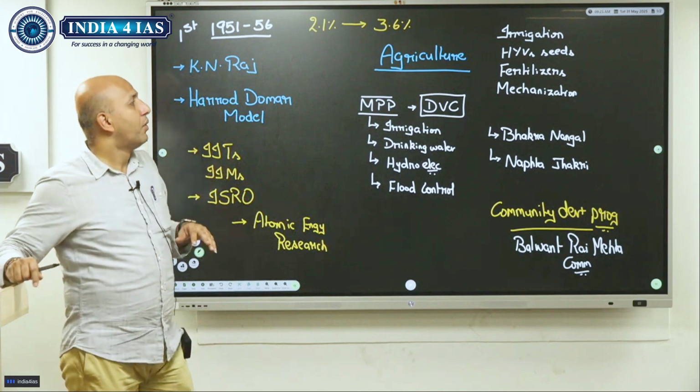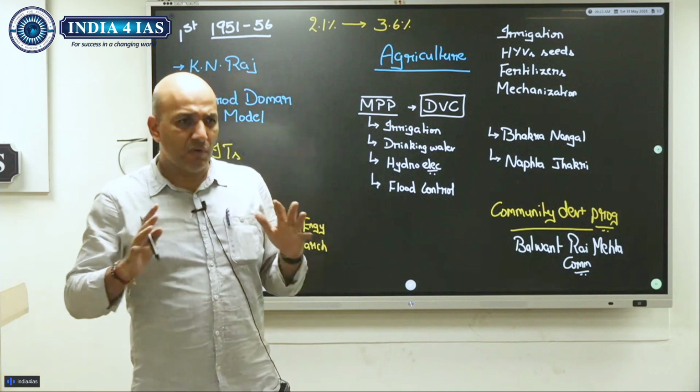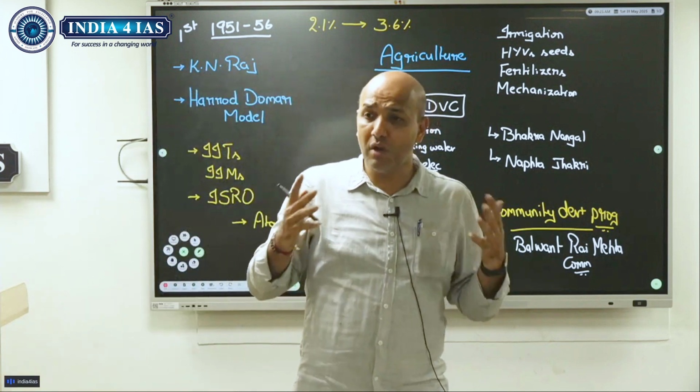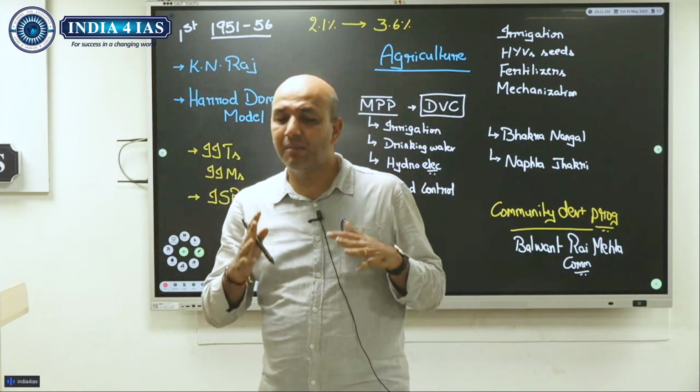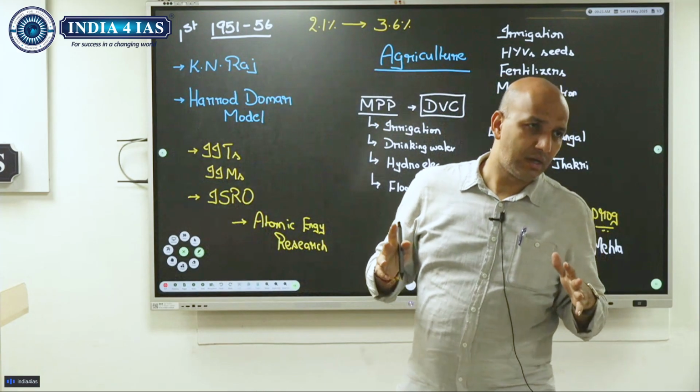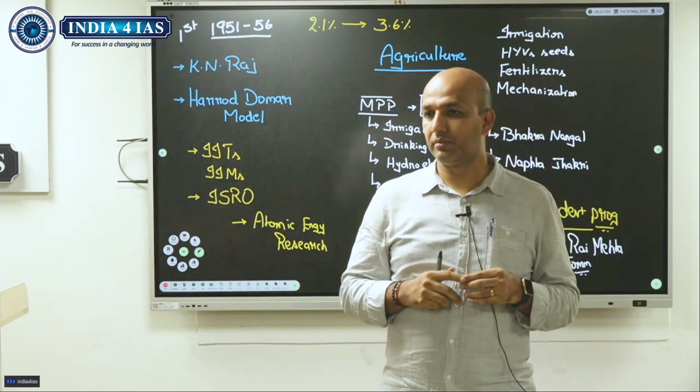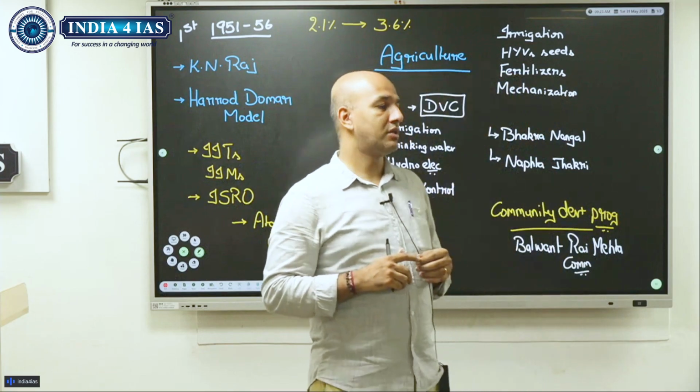Now, during the first five-year plan, when it was in operation itself, we found out there is something wrong. In the way it was being done, there is something wrong. Right? And that had to be changed. Okay? Try telling me what is wrong.